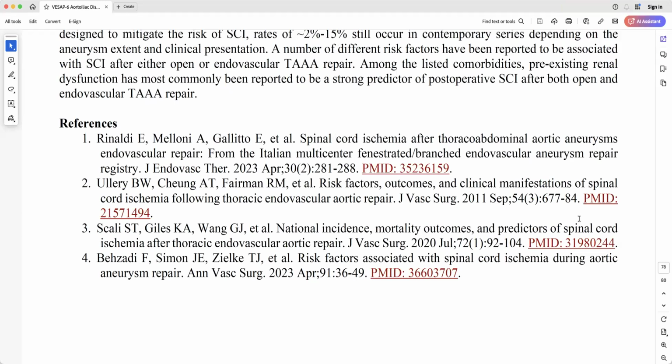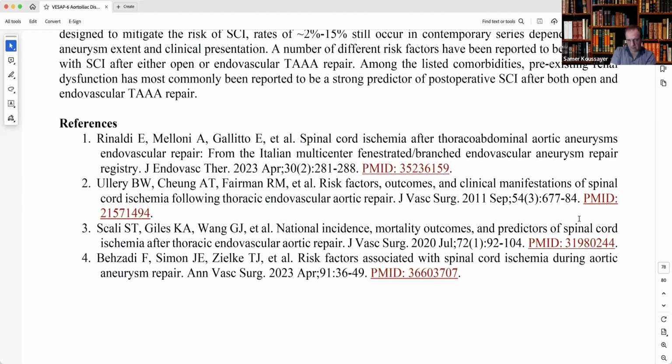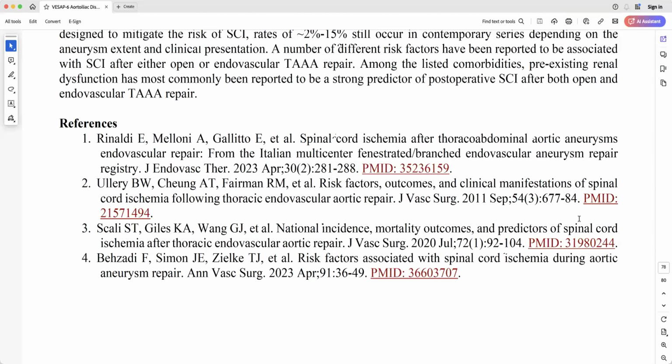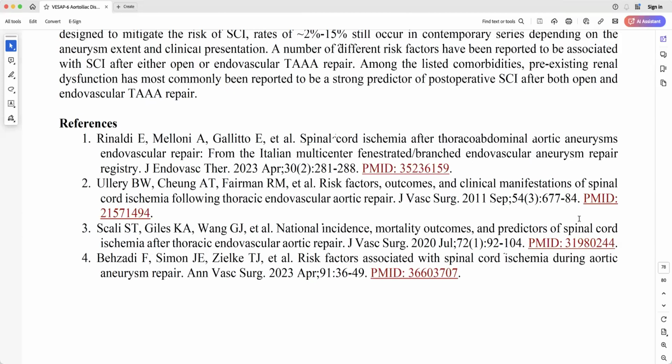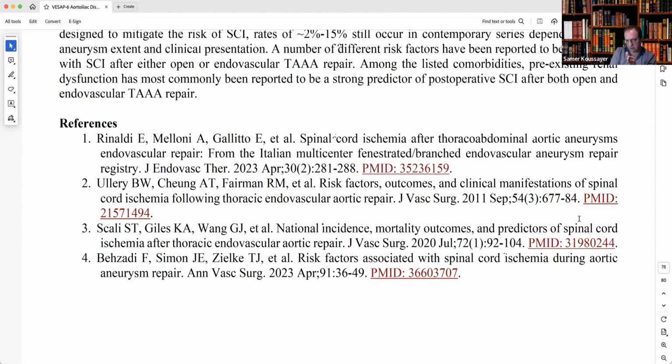I will land at the level of the subclavian, because the entry is 3 centimeters distal from the left subclavian. The aneurysm starts at the subclavian, but the dissection goes backwards. The entry site is 3 centimeters away, but the dissection goes backward to the subclavian and then stops because the subclavian stops it.